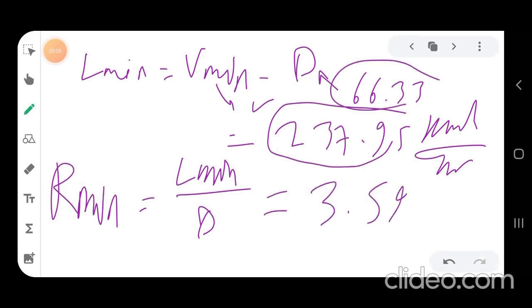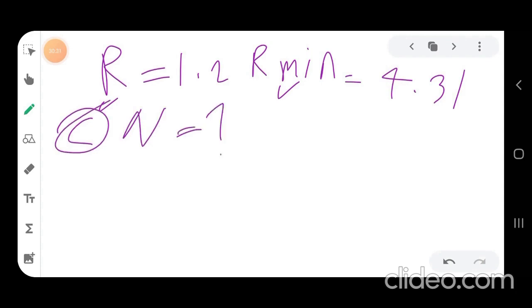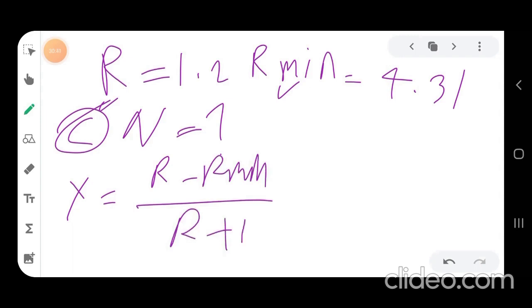Last thing, it was given that R is equal to 1.2 R minimum. So if you know R minimum, you can get the actual reflux ratio. If you multiply these values, you will get the actual reflux ratio as 4.31. Now part C wants the theoretical number of stages. So we are going to use Gilliland, and in order to use Gilliland, we need to find x first. And what's x? It is R minus R minimum over R plus 1. You know R minimum, you know R, so x will be 0.134.